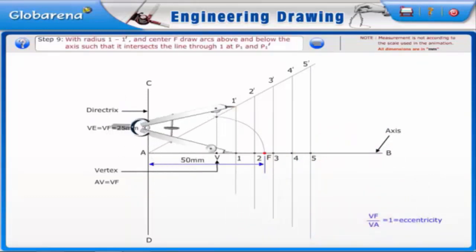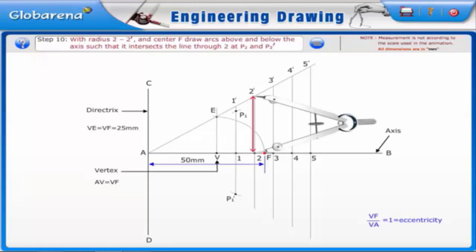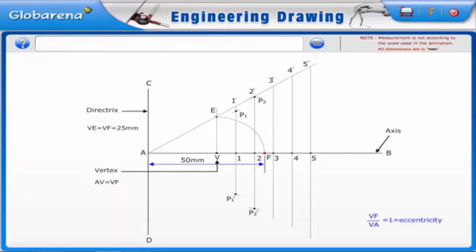With radius 1-1' and center F, draw arcs above and below the axis such that they intersect the line through 1 at P1 and P1'. With radius 2-2' and center F, draw arcs above and below the axis such that they intersect the line through 2 at P2 and P2'.